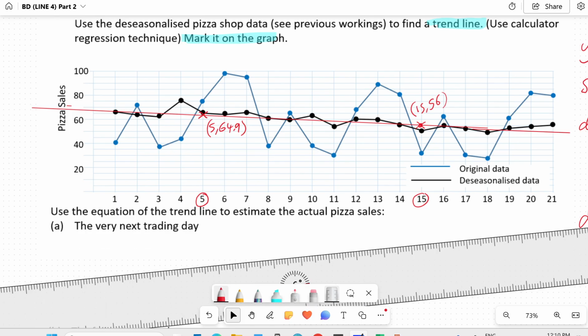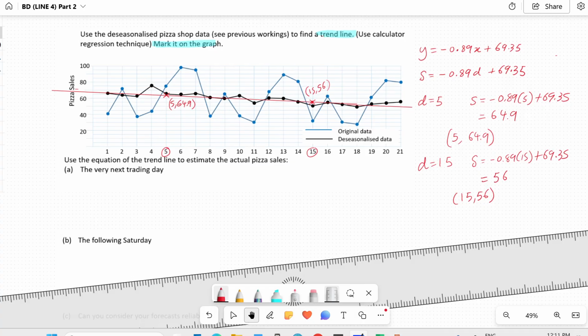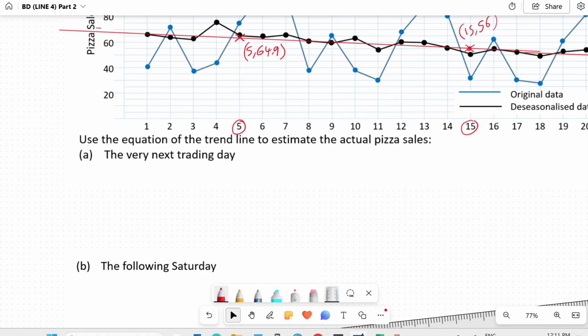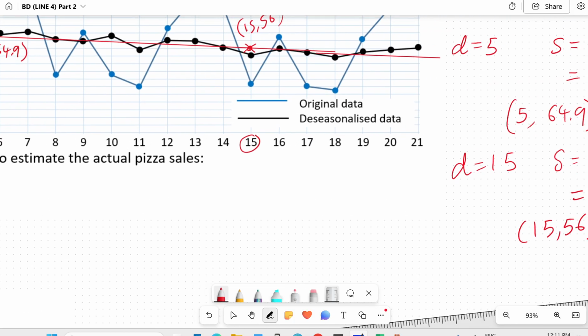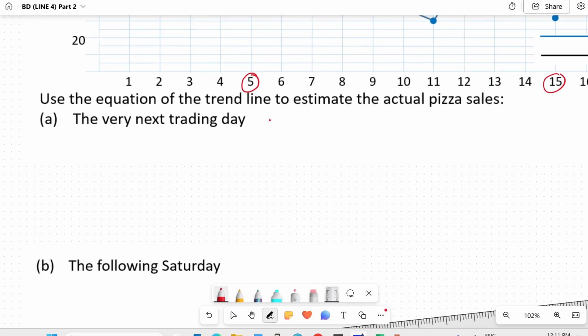Okay. All right, so we've marked the trend line on the graph. Righto, so now we're going to do some forecasting. Okay, so we're asked to forecast the sales for the very next trading day. So we finished at day 21. That's the last day here, day 21. So we're going to go and predict for day 22. All right, so we're going to put that into the equation, into our regression.